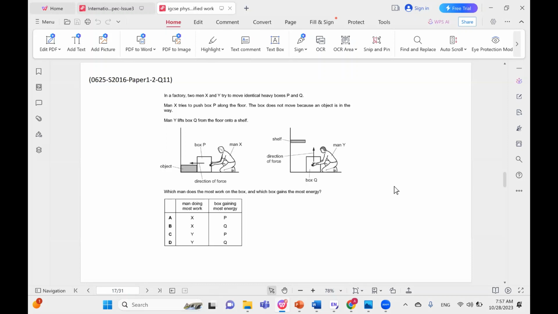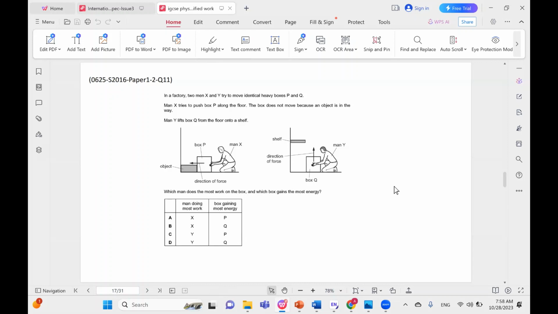So, of course, common sense, who's doing more work, the guy who's pushing or the guy who's lifting? Which is easier to do in real life, to push something on the ground or to lift it up? Of course, lifting up is much harder. So the guy, man Y, is trying to lift box Q, so he's doing the most work, of course.